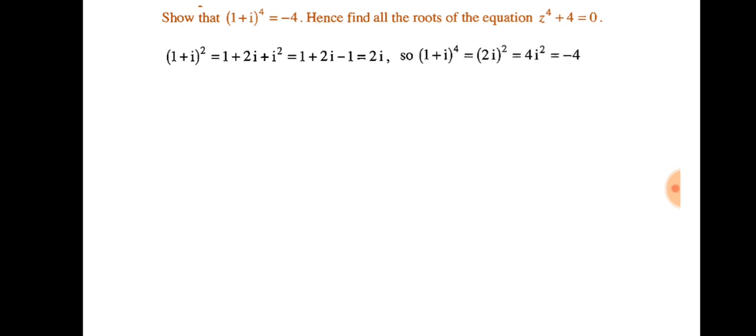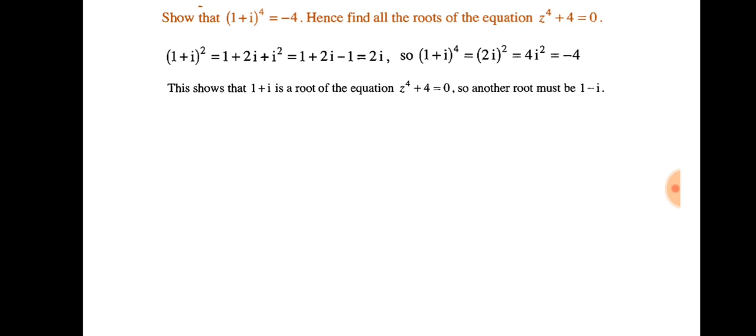Show that 1 plus i whole to the power of 4 is equal to minus 4. Hence, find all the roots of the equation z power 4 plus 4 equal to 0. First we take 1 plus i whole square. If we simplify, it is equal to 2i, and if we square on both sides, we get 1 plus i whole to the power of 4 is equal to minus 4. So we proved the first part.